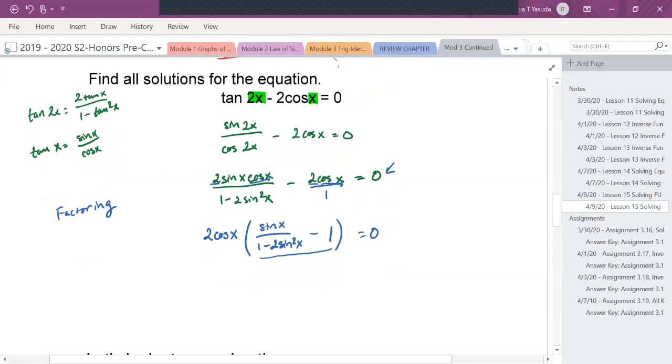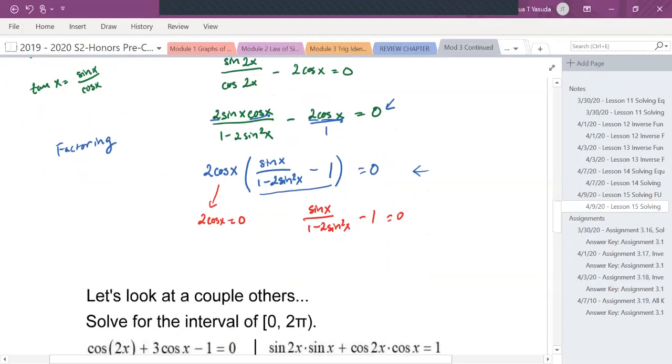So notice what's happened. We've gone from a 2x on the inside. Now throughout the whole problem here, when you're looking at that blue line, all the variables are just x. So that's really helpful in trying to solve. So now how do you solve by factoring, right? We factor out the GCF, so I can take the GCF here and go 2 cosine of x equals 0, and then I can do sine of x over 1 minus 2 sine squared of x minus 1 equals 0. And then I can solve each one separately.